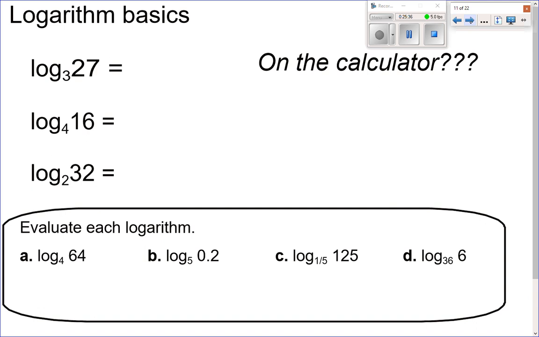So let's see who really understands. You've got 30 seconds. I want to know log base 3 of 27, log base 4 of 16, log base 2 of 32. This will tell you if you're really understanding the lesson or not.